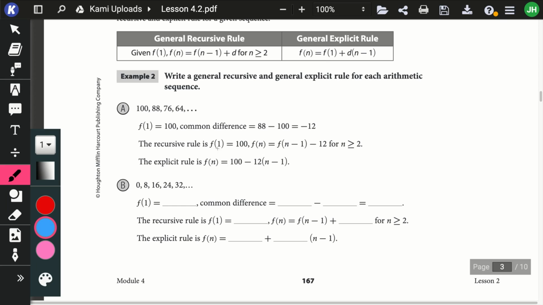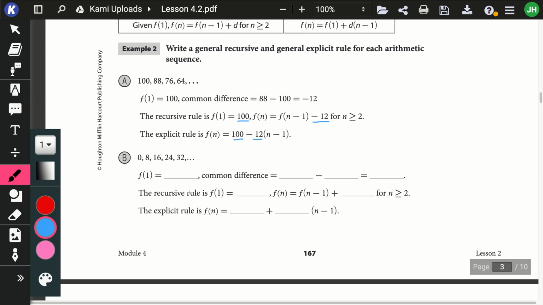The recursive rule is, looking at the general, f of 1 equals 100, f of n equals f of n minus 1 minus 12, because that's the difference, for n greater than or equal to 2. The only things that are different here from the general up here is we put in the number 100 for the start value, and we put in minus 12 for the common difference. The explicit rule, looking up here, f of n equals 100, that's the f of 1 value, minus 12 times n minus 1, right? Once again, we put the minus 12 in, we put the 100 in. All right, let's see if we can do it for letter B.